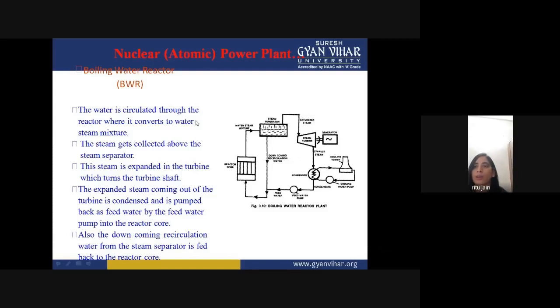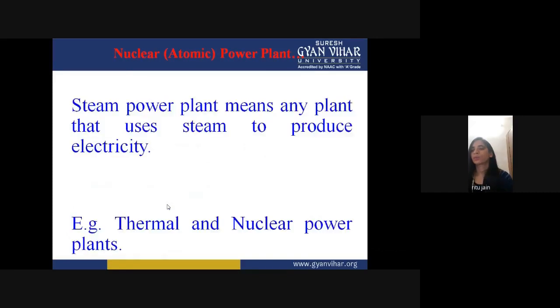The water is circulated through the reactor where it converts to a water-steam mixture, and the steam gets collected above the steam separator. This steam is expanded in the turbine, which turns the turbine shaft. The expanded steam coming out of the turbine is condensed and is pumped back as feed water by the feed water pump into the reactor core. Also, the down-coming recirculation water from the steam separator is fed back to the reactor core.